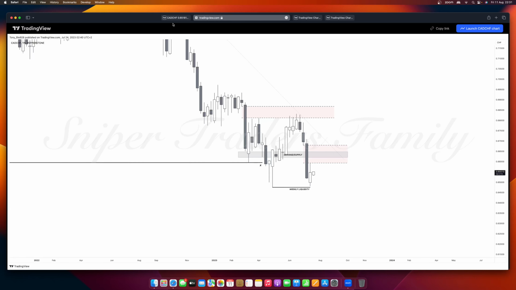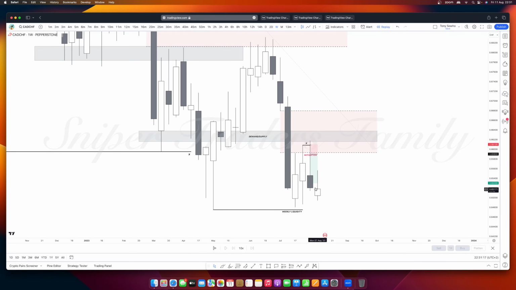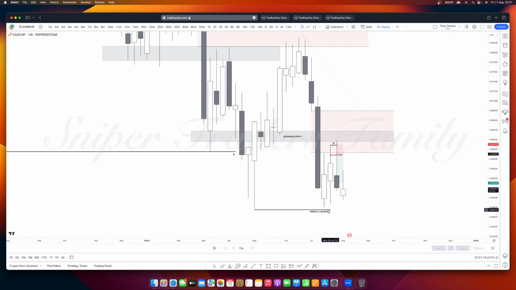Now, presently, when I'm doing this recording, price has not taken out this liquidity. But I can bet you I am 100% sure, because this is how the market works, that on the day you are watching this recording, please go back to CADCHF and check. The liquidity will have been captured already.